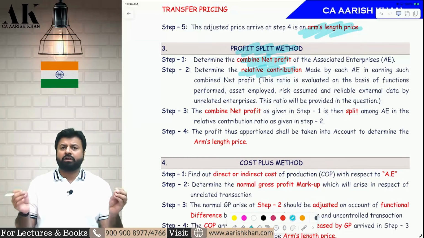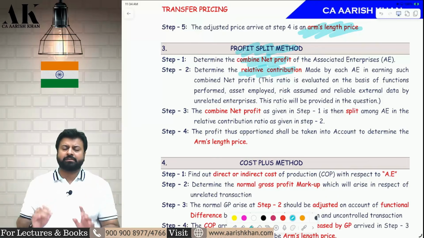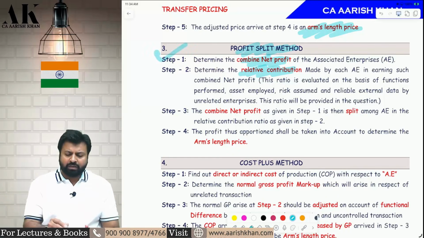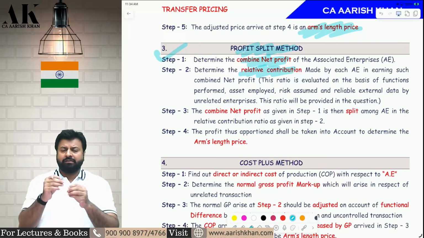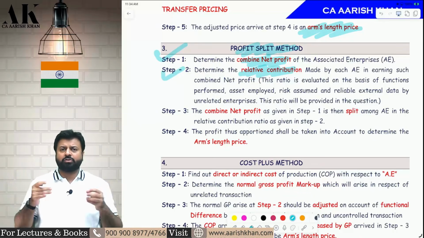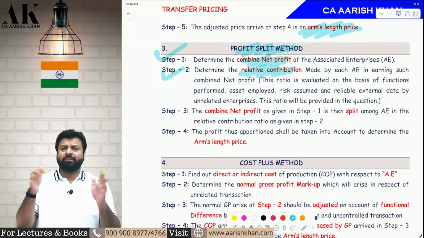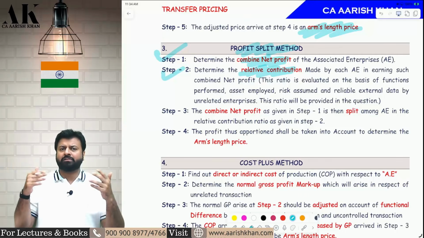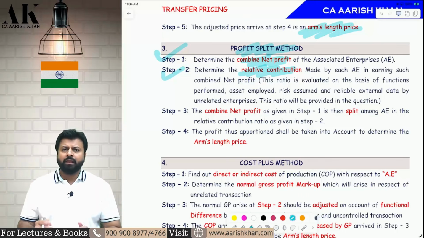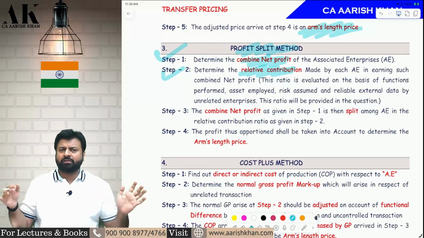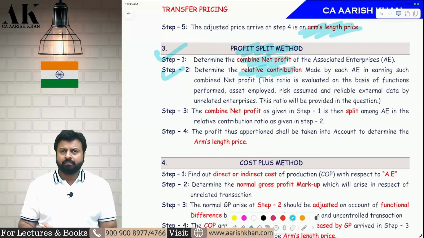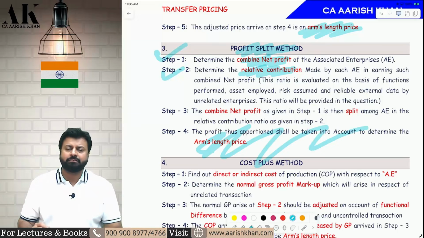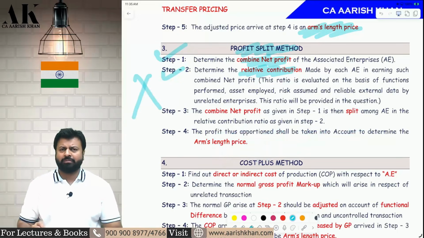So suppose the relative contribution ratio is 50%, 30%, 20%. Step number 1, find out the combined profit, $10,000. Step number 2, find out the relative contribution ratio. Now divide the profit in this ratio, 50, 30, 20. So 10,000 divided in 50, 30, 20 is equal to 5,000, 3,000, 2,000. Now give 5,000, 3,000, 2,000 to everybody. They will add this to their respective costs and you will get your arm's length price. As simple as that. This method is not a very important method for examination.